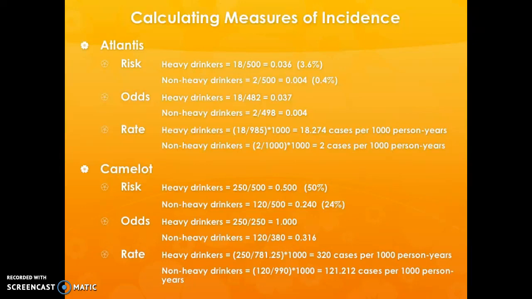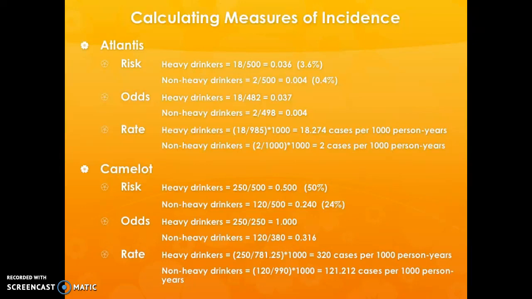For odds in Atlantis, heavy drinkers is 18 over 482. So the odds of stomach cancer among heavy drinkers is 0.037, and non-heavy drinkers is 0.004. So the odds of stomach cancer among non-heavy drinkers is 0.004.